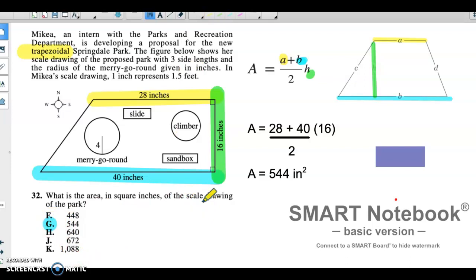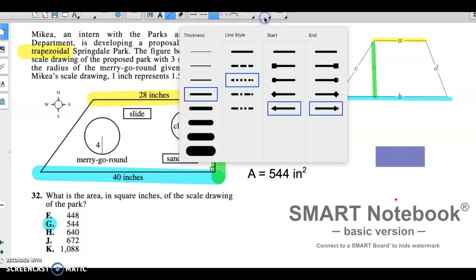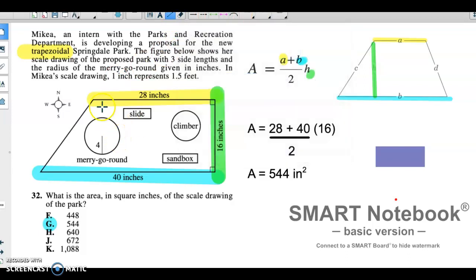However, if you did not remember the formula for the area of a trapezoid, you could still solve this problem. We're not going to go all the way through how to solve it, but we are going to look at it. So you could still solve this problem by looking at the figure of the park and separating it into a rectangle and a triangle. 2 shapes that we are more familiar with how to find the area of.